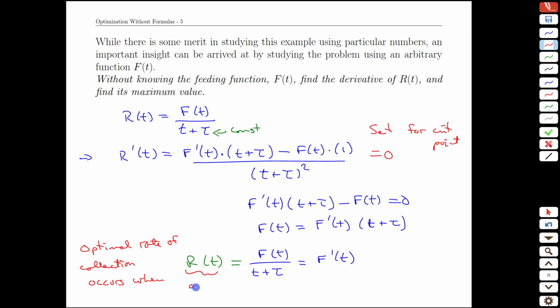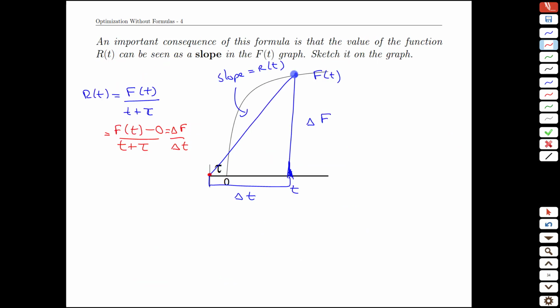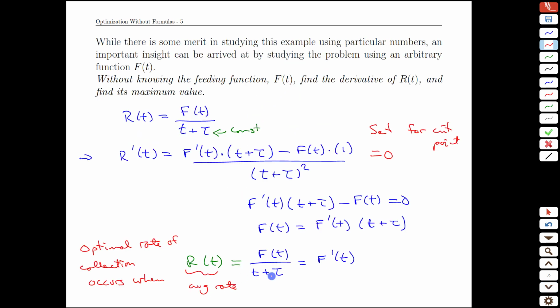This is the average rate, and it was the slope of that line in the previous graph connecting this point to this point. When that slope, which is r of t, is equal to f prime of t, which is the instantaneous slope, that equality is going to mark when we're at an optimal rate. And that is something that is not obvious at all.